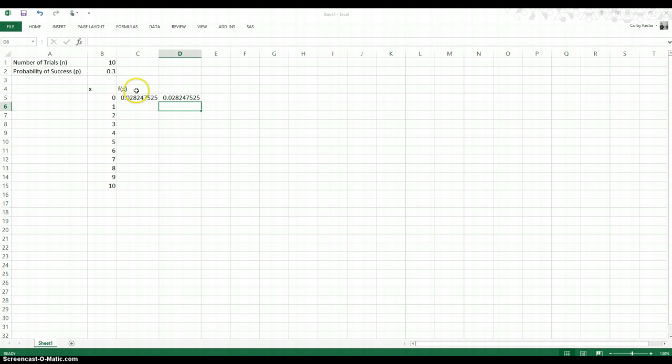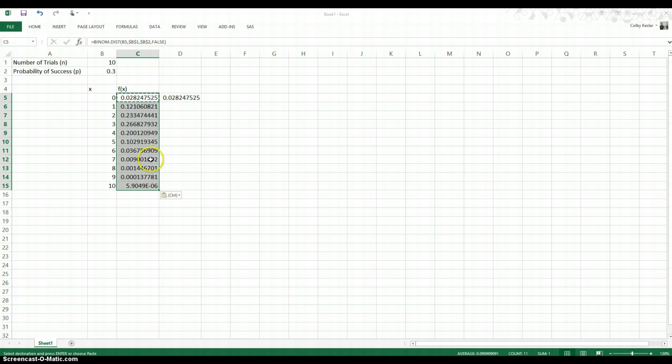So instead of doing all these individually, what I'm going to do is click into the cell where I entered the general entry. I'm going to copy that, and then I am going to highlight all of these and then paste. And you'll notice it autofills in different numbers computed for exactly 1 success, exactly 2 successes, and so on.